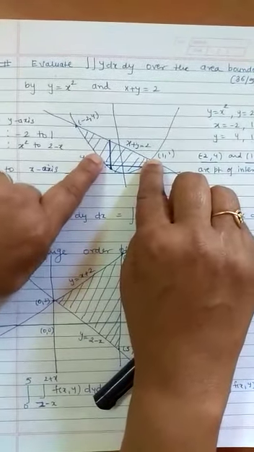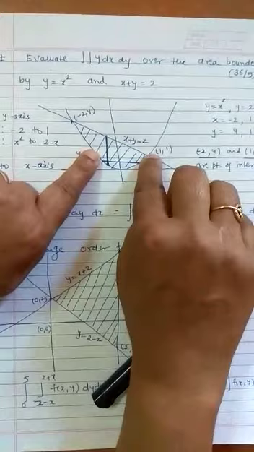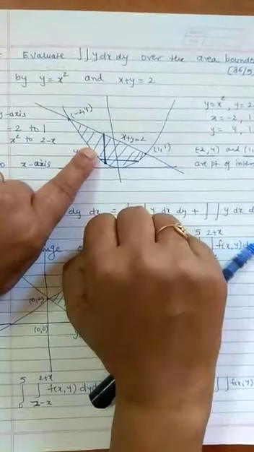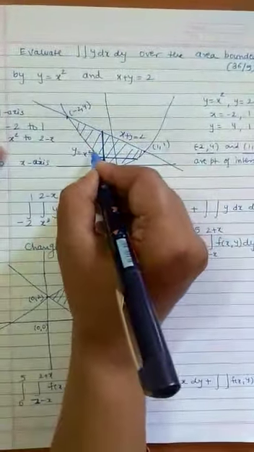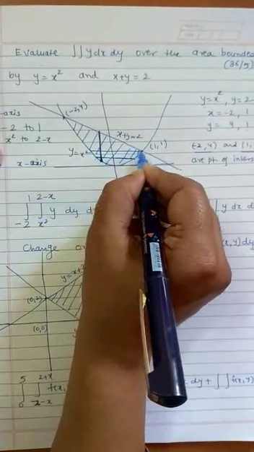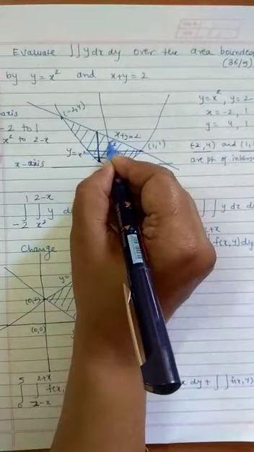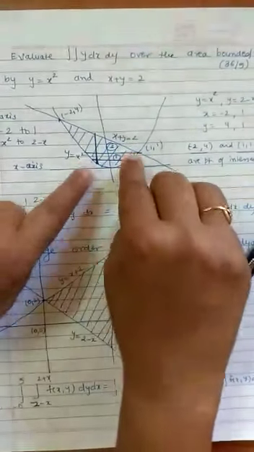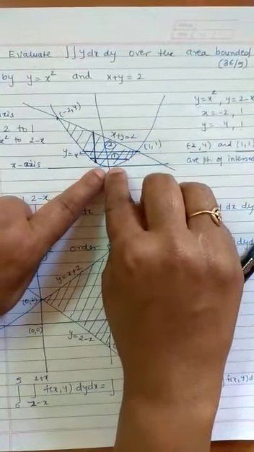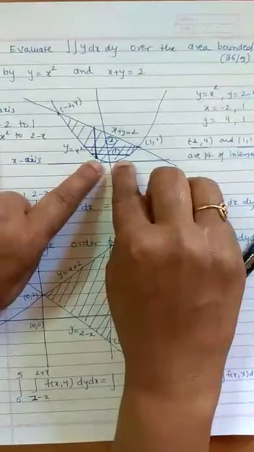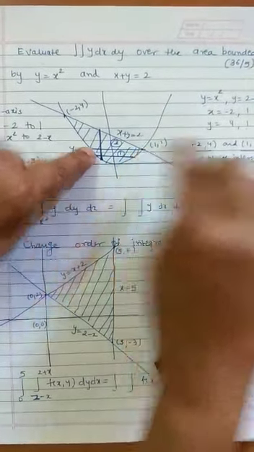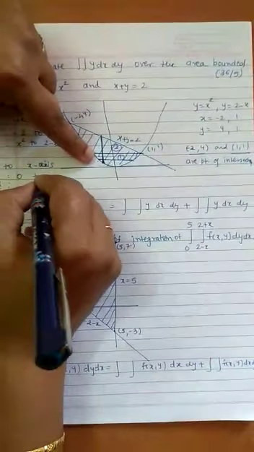Just after this point, it is not a smooth curve. I am getting a point of discontinuity. Hence, I need to divide the region into two parts. This is the first part. The upper one is the second part. So when I started walking from here, my y is 0. Y is varying from 0 to 1.